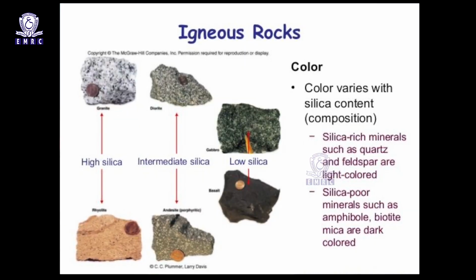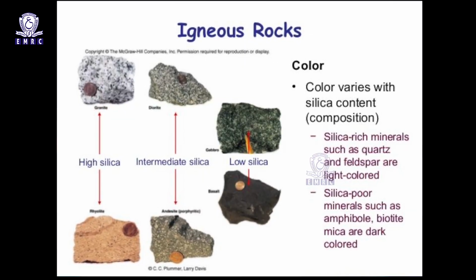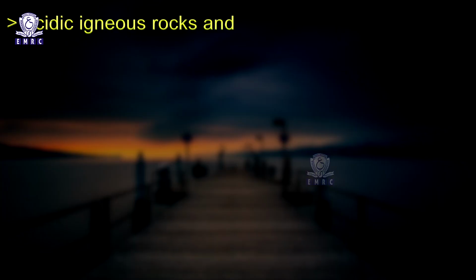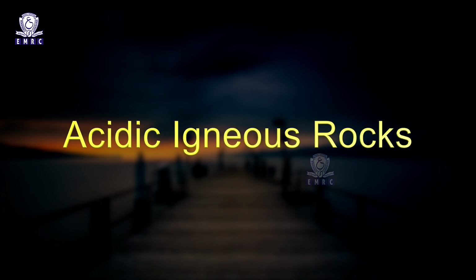The most traditional method of the classification of igneous rocks is based on the amount of silica. Based on the silica content, igneous rocks are divided into two broad categories: acidic igneous rocks and basic igneous rocks. Acidic igneous rocks are characterized by high content of silica, which varies between 65 to 85%. The average density varies between 2.75 and 2.8.